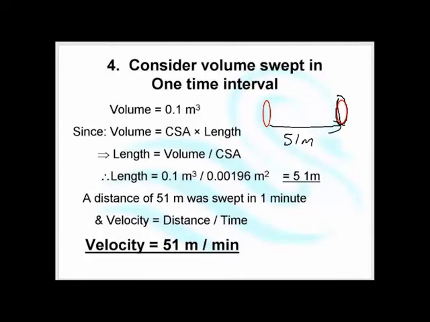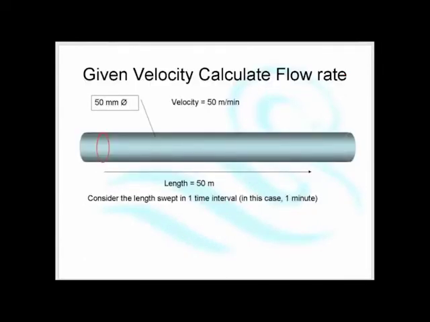Okay, now let's go the other way. Given the velocity, calculate the flow rate. This is the sort of thing that the flow meters actually do, because the vast majority of flow meters are measuring velocity, and they're using that to calculate the flow rate.